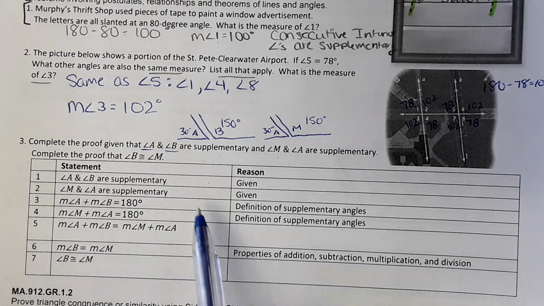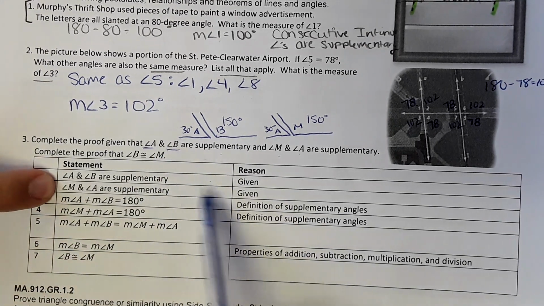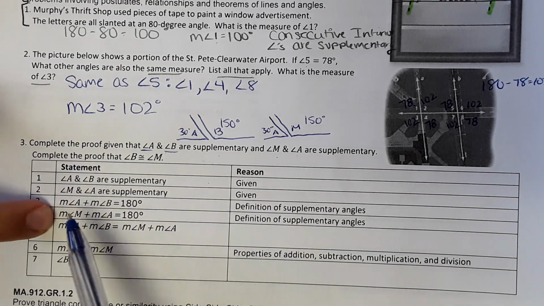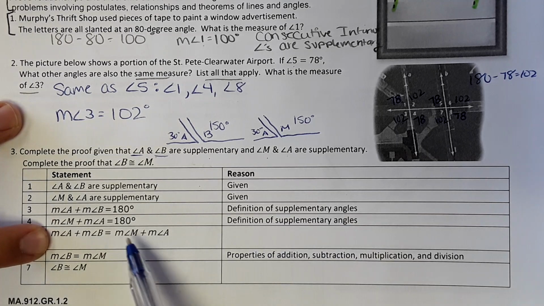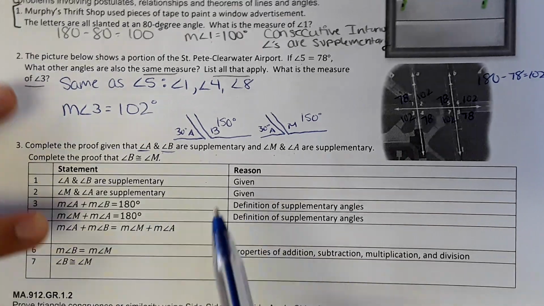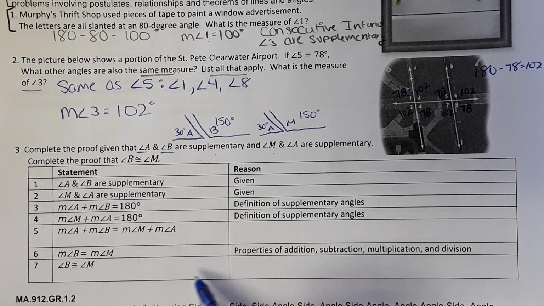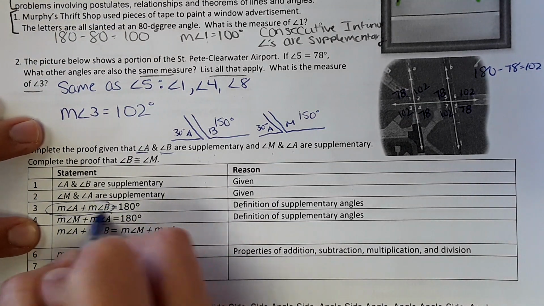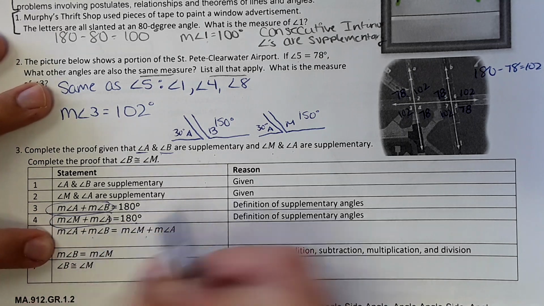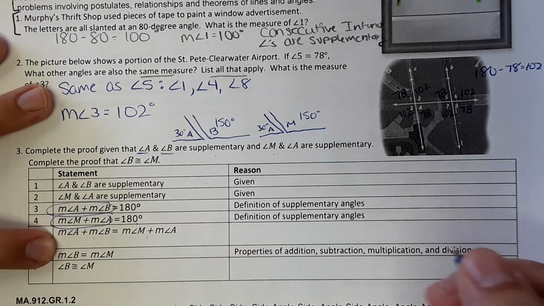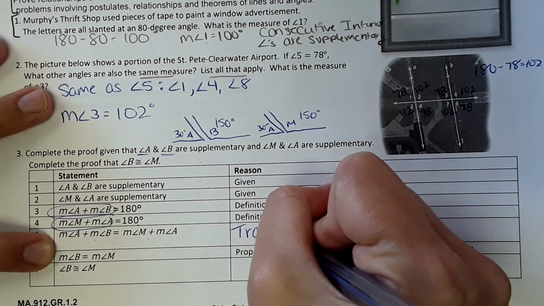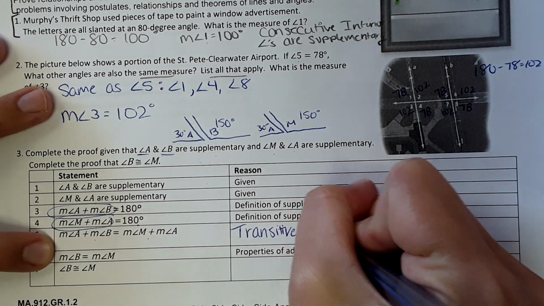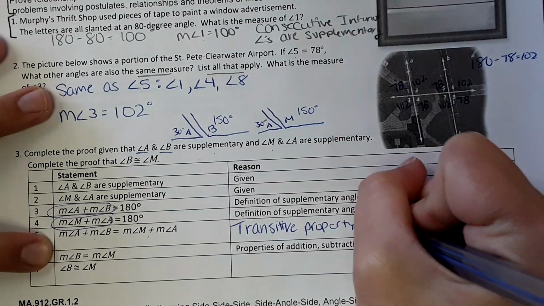So looking at the proof, that's what they're getting at. They give you the givens: A and B are supplementary, given; M and A are supplementary, given. That means angle A plus angle B equals 180, because of the definition of supplementary angles, and measure of angle M plus A equals 180, definition of supplementary angles. Then they say the measure of angle A plus measure of angle B equals this, so this equals this. Because they're both equal to 180, they can set them equal to each other. That could be called substitution, but they call it transitive property of equality.